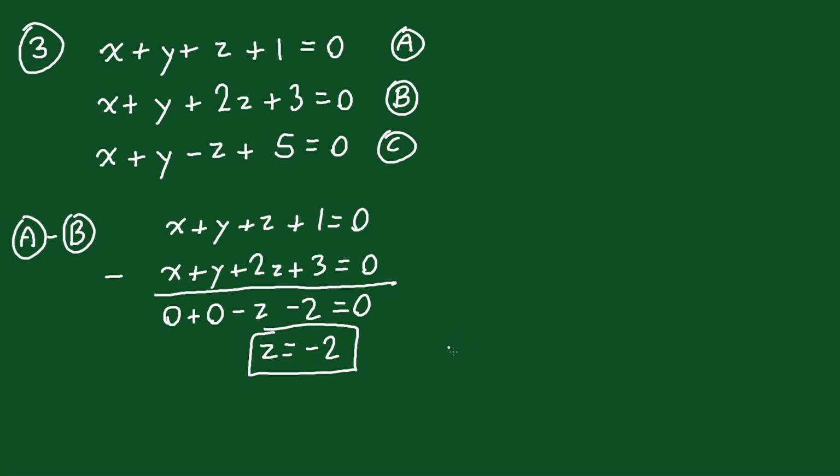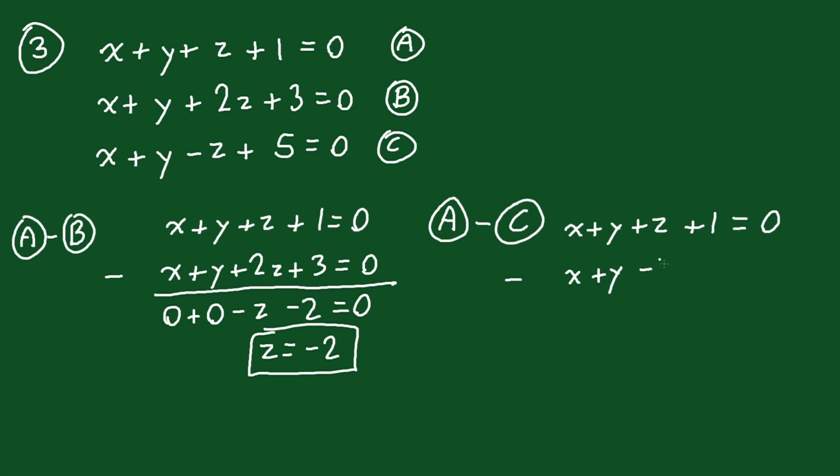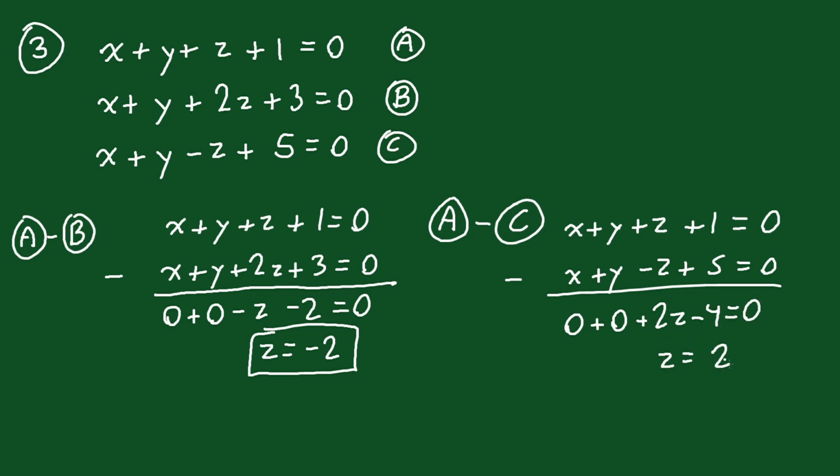Now let's try to do another elimination. What if we did A minus C? What would happen here? Well, we would have x plus y plus z plus 1 is equal to 0 minus x plus y minus z plus 5 is equal to 0. X minus x is 0, y minus y is 0, z minus negative z is 2z, right? Because it becomes z plus z. So you have 2z there. 1 minus 5 is negative 4. That's equal to 0. And if you solve for z, you get z is equal to positive 2.